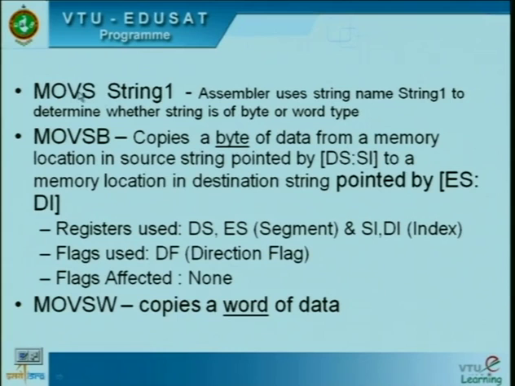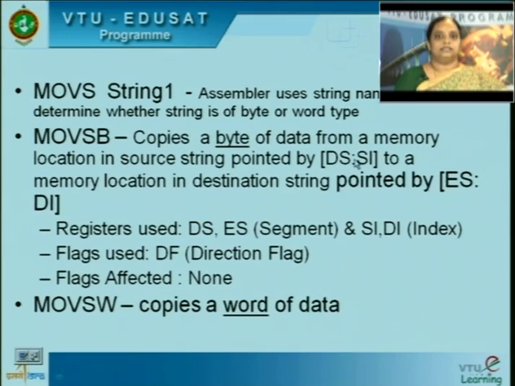When I look at MOVSB, this instruction copies a byte of data from a memory location in the source string to the destination. The address of the source string is given by the segment register DS with the index register SI. SI is the source index, DS is the data segment. Together, they give the 20-bit physical address, and from this physical address the memory data are copied.